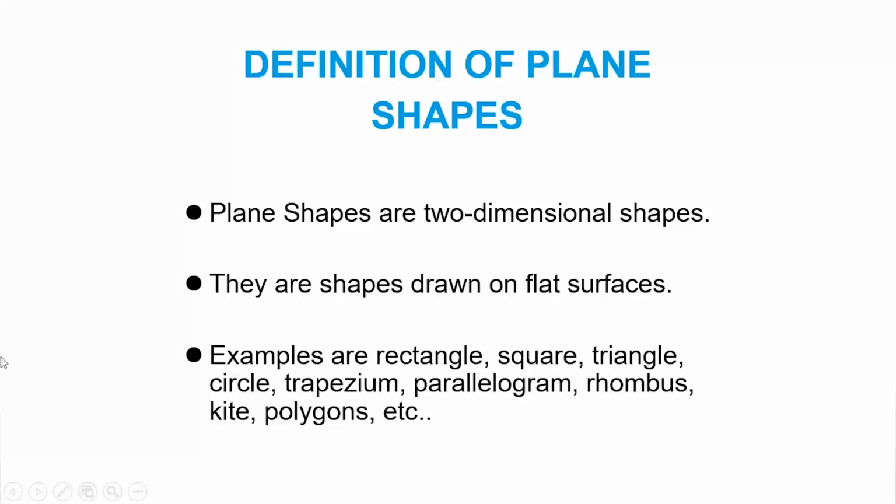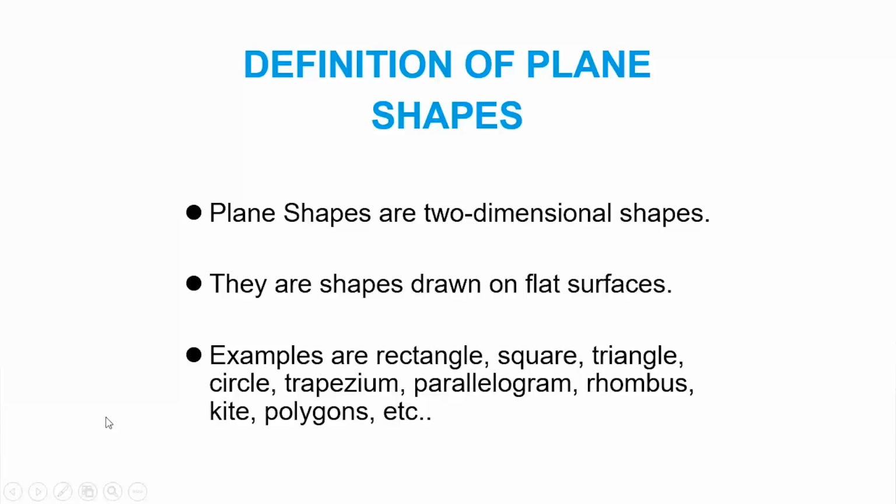So these plane shapes majorly have two dimensions. So they have something like a length and a breadth, or a width, and they don't have thickness. They don't have thickness, okay, just like we have in three-dimensional shapes. Three-dimensional shapes have length, breadth, and thickness, and they are not shapes that can be drawn on flat surfaces, okay?